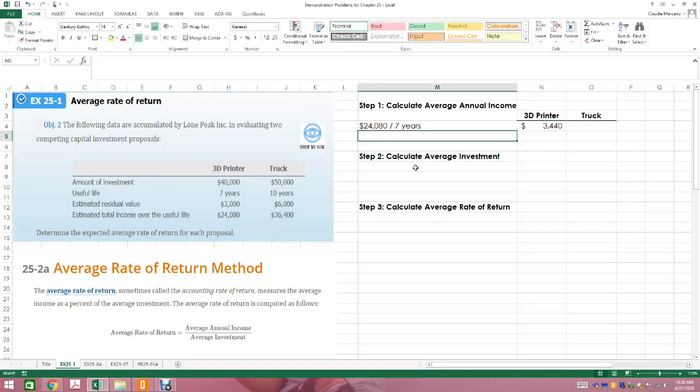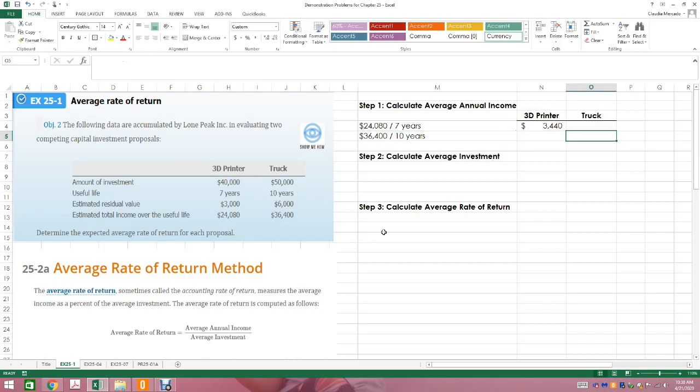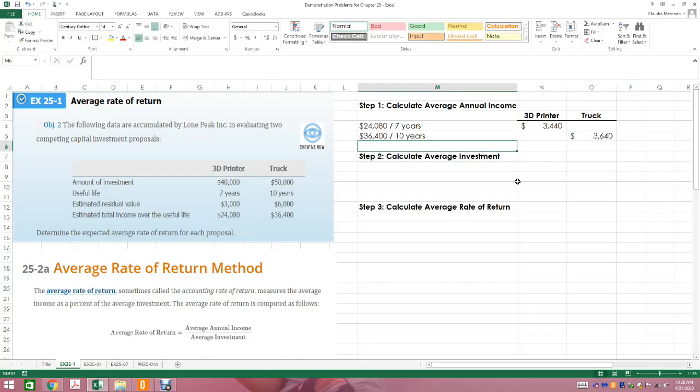Now we're gonna do the same thing for the truck. Now for the truck, my income is $36,400. And I'm gonna divide it over the useful life. The truck is expected to last me 10 years. So let's run our calculations for the truck. That'll be 36,400 divided by 10. And that's gonna give me 3,640, okay? So now I've calculated my average annual income for the printer and the truck, step one.